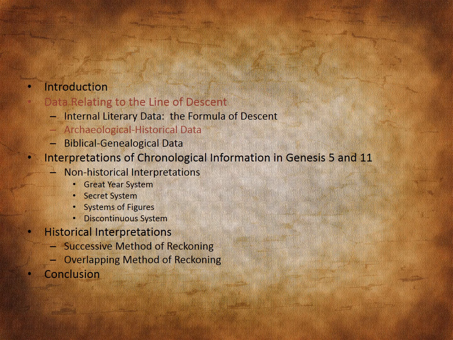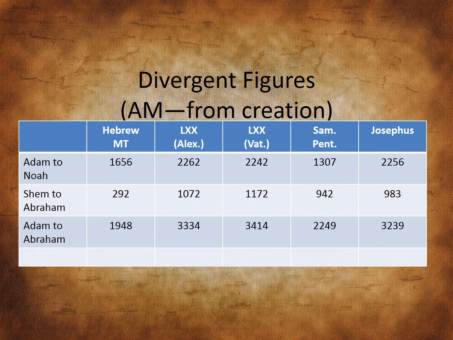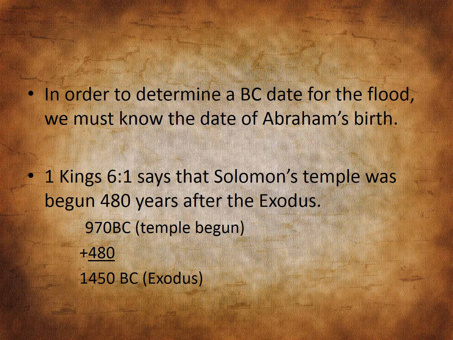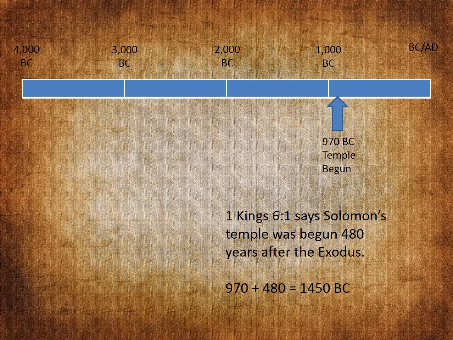Archaeological and historical data. Lists from different biblical manuscripts contain divergent figures. To translate AM dates, which means from creation, into BC dates, which means before the time of Jesus, we must be able to calculate the date of Abraham's birth. 1 Kings 6:1 says that Solomon's temple was begun 480 years after the Exodus. We know from history that Solomon's temple was begun around 971 or 970 BC. 480 years before that would put the Exodus at 1450 BC.